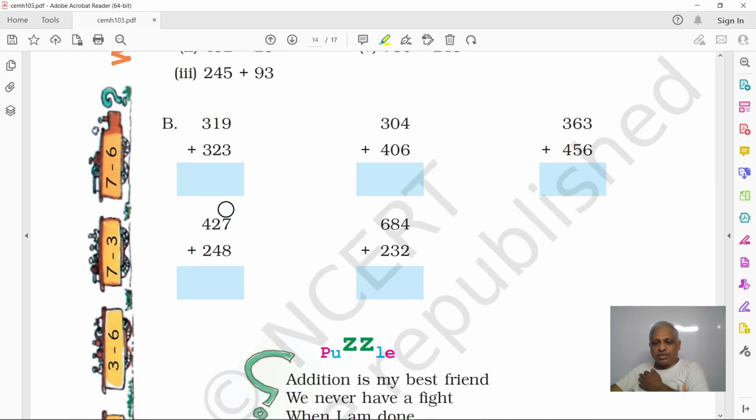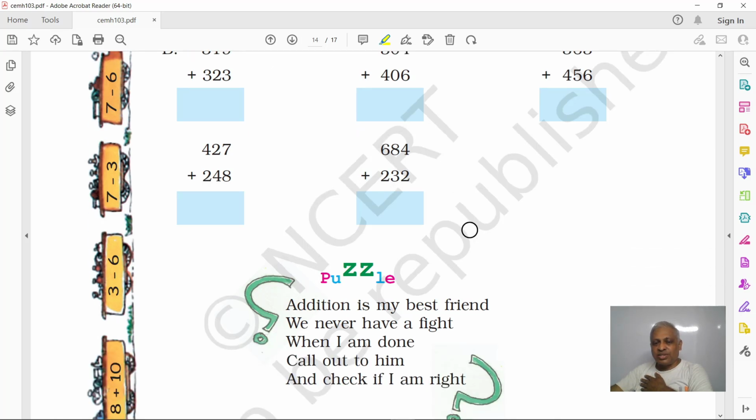3-digit numbers. It's very simple. You always start with ones. This is 1. This is 10. This is 100, right? So 9 plus 3 is 12. So 2 will put here. 1 will go under this 2. So 1 plus 2 plus 3. 1 plus 2 is 3 plus 1 is 4. 3 plus 3 is 6. 6, 4, 2. 642 is the answer for this. Okay, like this, you try adding these other numbers as well.